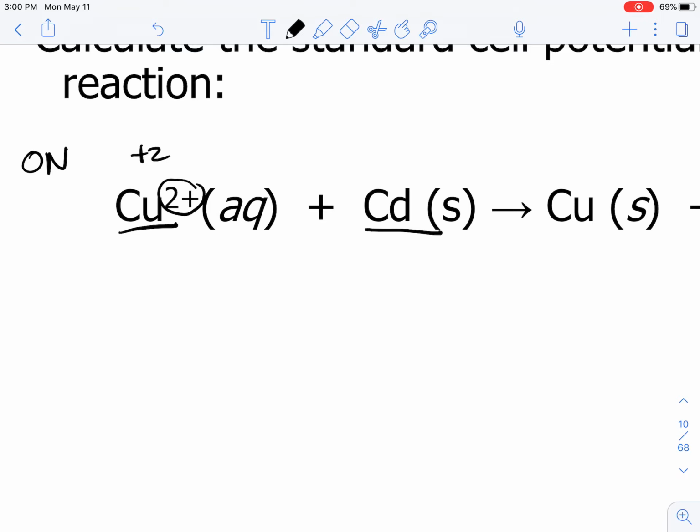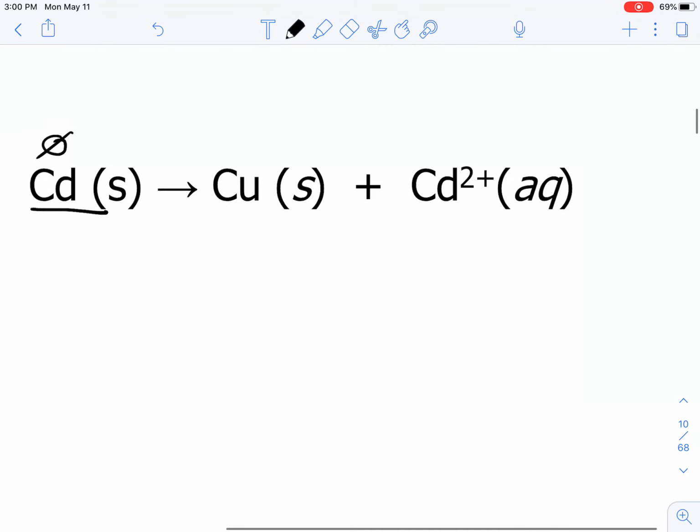For metals that are in pure state, the oxidation number is 0. This copper is in its pure state. It's just copper solid. It's not attached to anything else. So there's no anion or polyatomic ions. And so therefore we can assume that that copper is pure.